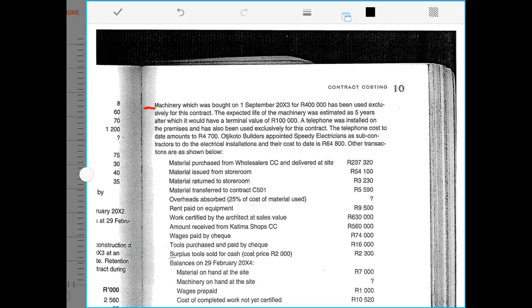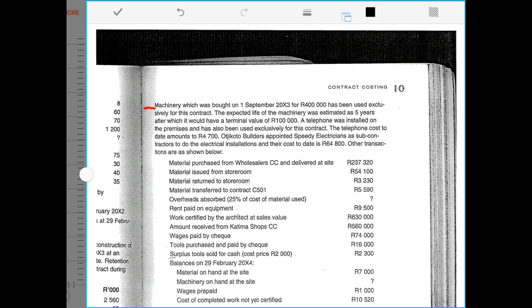machinery which was bought on the 1st of September 2003 for 400,000 rands has been used exclusively for this contract. The expected life of the machinery was estimated as 5 years, after which it would have a terminal value of 100,000, which is the scrap value or residual value.